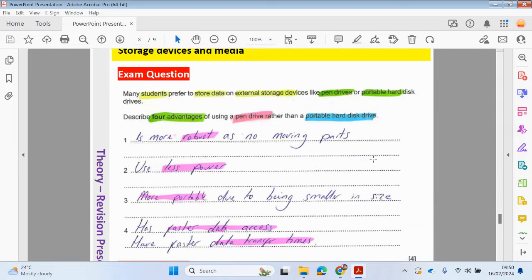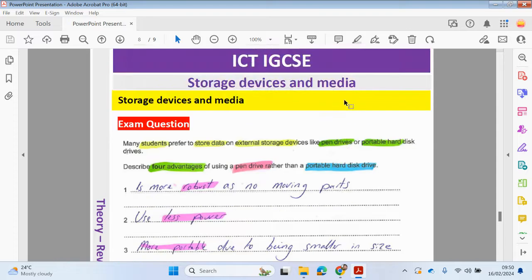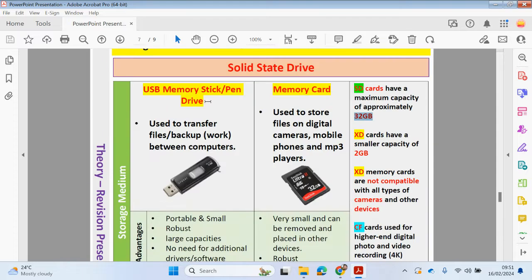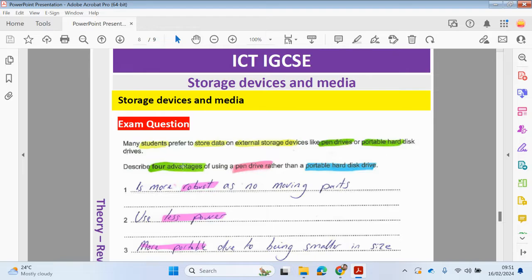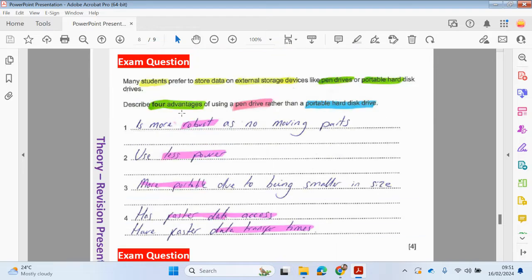So here are some exam questions. Many students prefer to store data on external storage devices like pen drives. So pen drives would also be another name for a USB drive or USB memory stick, or portable hard disk drives. So describe 4 advantages of using a pen drive rather than a portable hard disk drive.